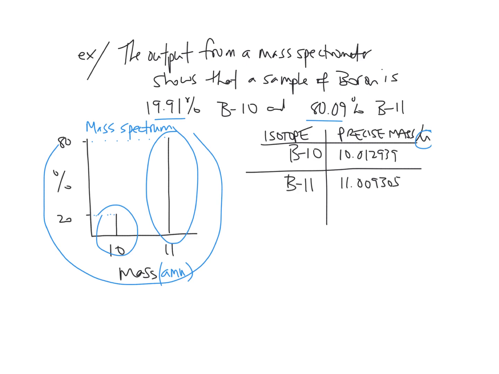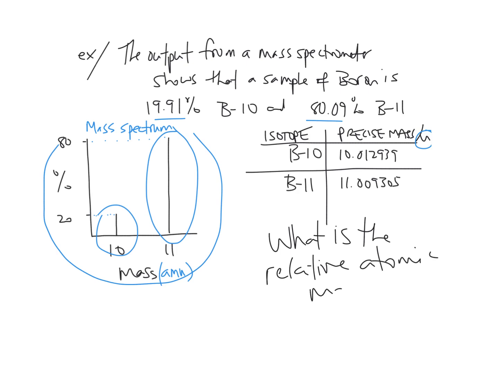Then the question is, and there's no question actually written here, but what is the relative atomic mass of boron? What's the relative atomic mass of boron? So see if you can use those precise values there on the table, and you could actually determine the relative atomic mass of boron.